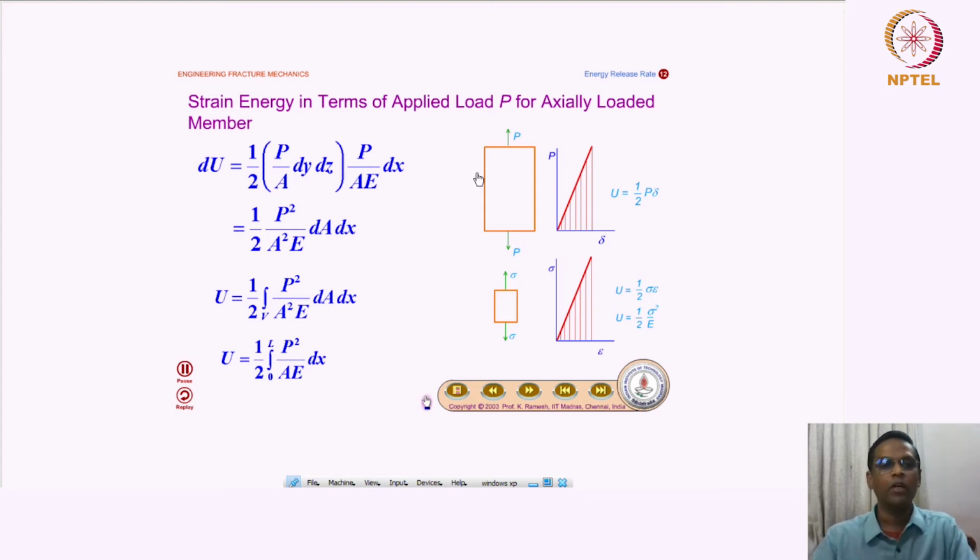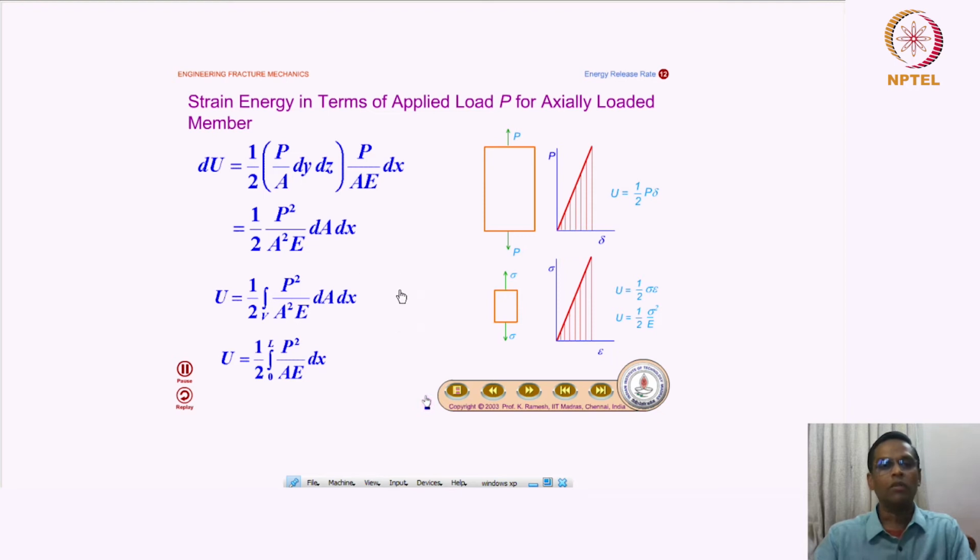That is the idea. So if you look at the strain energy in terms of applied load P for an axially loaded member, all these expressions are applicable for slender members in applied mechanics or strength of materials language. So slender members means the cross-sectional area is much smaller than the other dimension, the longitudinal dimension. So these expressions are used to describe the energy terms or strain energy stored in small bodies. Okay, so that's how we should look at it.